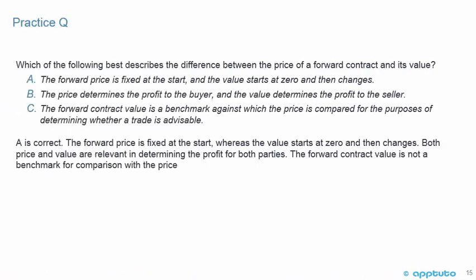So I think you could find that question to be very easy because we know the forward price is fixed at the start. The value starts at 0 and then changes. That's why we just worked through all the mathematical, numerical examples. So A is correct. Forward price is fixed at the start, whereas the value starts at 0, then changes. Both price and value are relevant in determining the profit for both parties. The forward contract value is not a benchmark for comparison with the price.